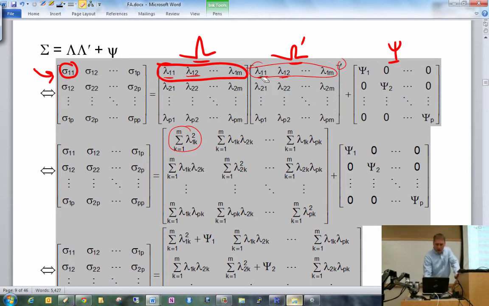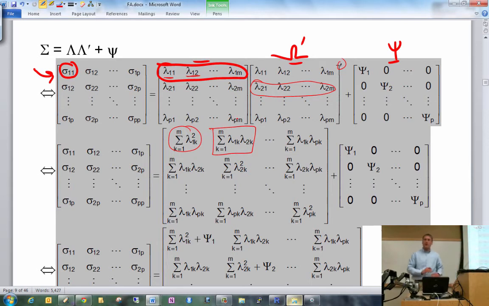Okay, let's do the resulting 1,2 entry then of this matrix multiplication. I'm going to take the first row of lambda times the second row of lambda prime. And I get the sum of these lambdas multiplied by each other.